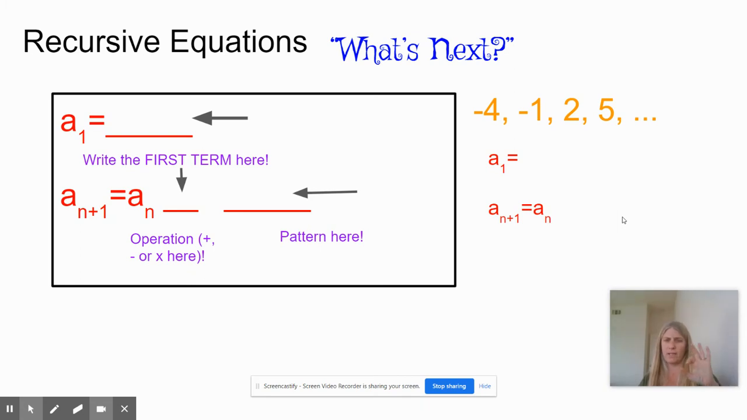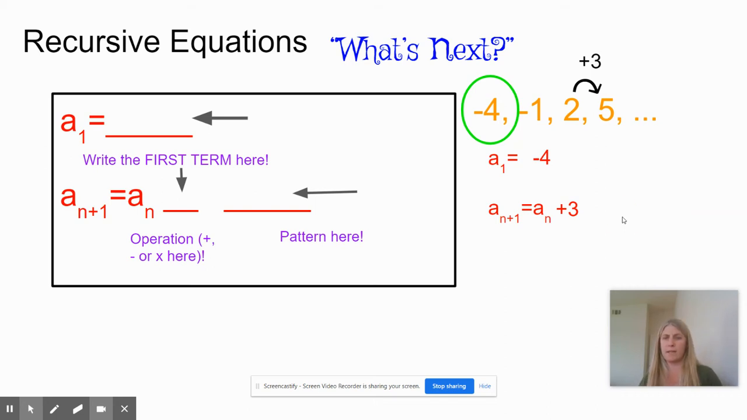On top, it's asking us what the first term is. So we're simply going to look at the first term, and we're going to write that a sub 1 is equal to -4. Now, on our bottom one, we always write a sub n plus 1 is equal to a sub n, and in this case our operation is adding 3, because our pattern to get from one number to the next is adding 3. And so this is our completed recursive equation: a sub 1 equals -4, and a sub n plus 1 is equal to a sub n plus 3.